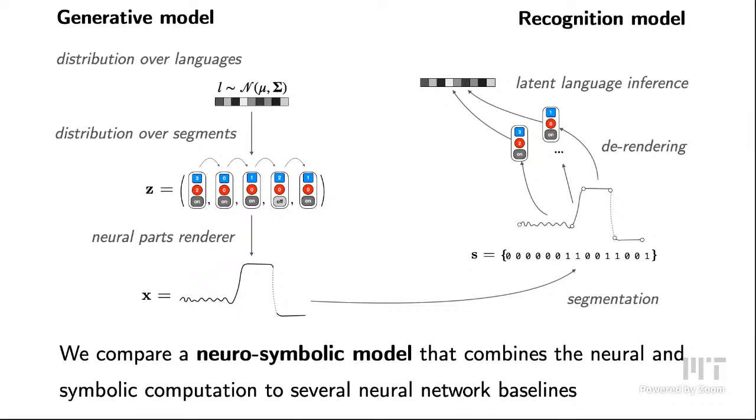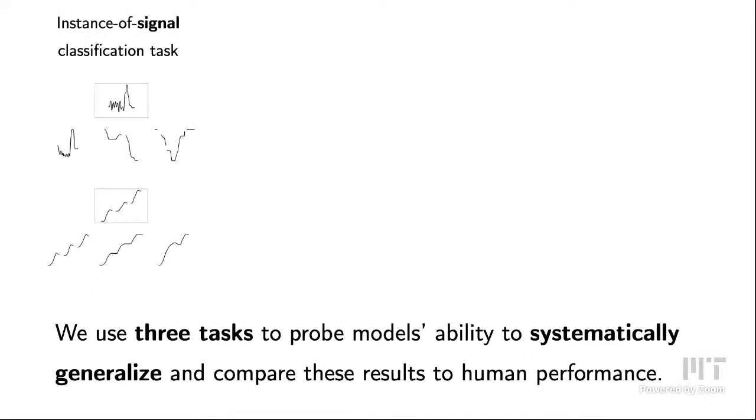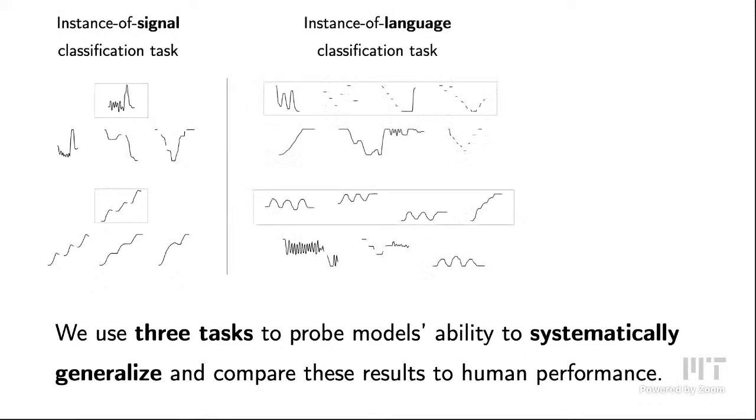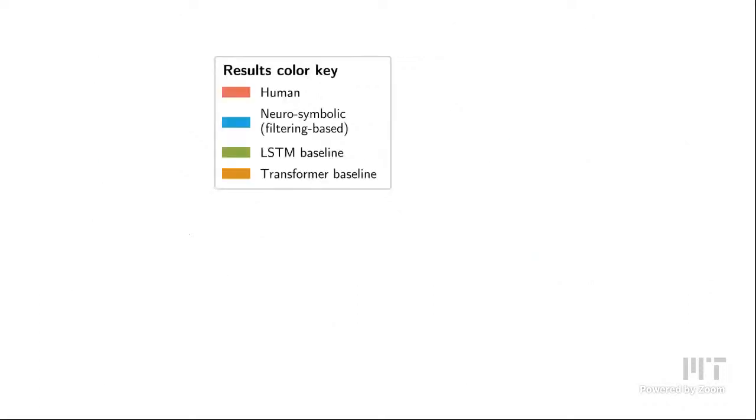This model is then compared to several neural network baselines, such as an LSTM and transformer model that lack any such symbolic components. Baselines and our model are evaluated in 3 different tasks: classifying different instances of the same signal, classifying signals as belonging to a given language, and producing plausible reproductions of individual signals. And here I'm showing you ground truth.